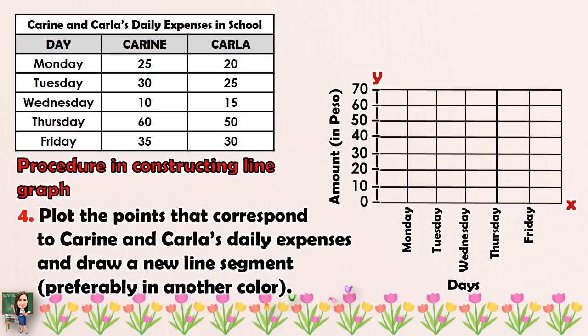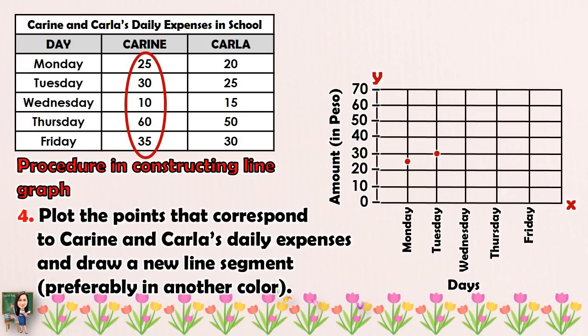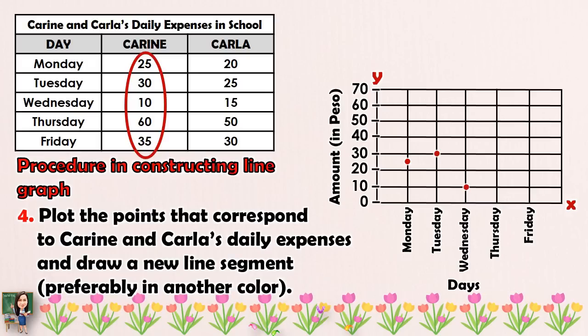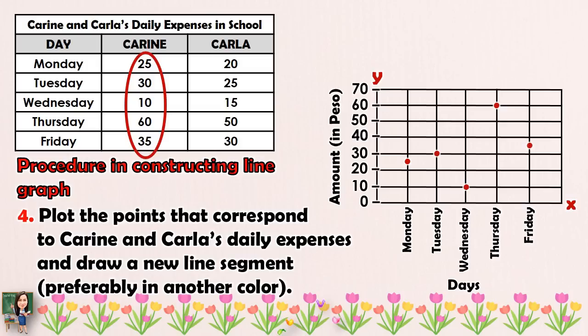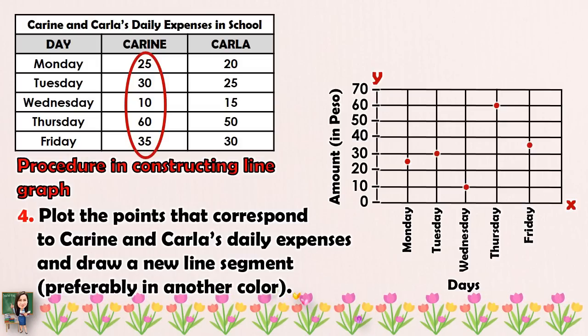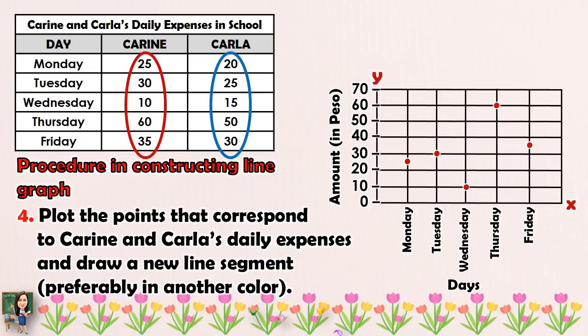Let's draw the plot points that correspond first to Karine. Karine's daily expenses from Monday to Friday is Monday, 25 pesos, Tuesday, 30 pesos, Wednesday, 10 pesos, Thursday, 60 pesos, and Friday, 35 pesos. And let's plot the points that correspond to Carla.